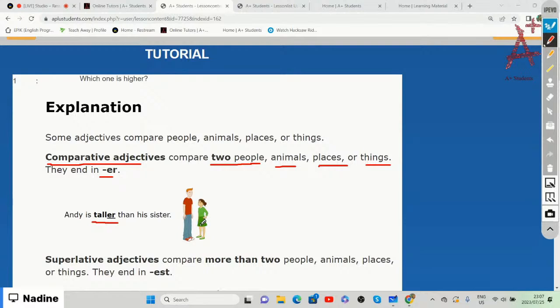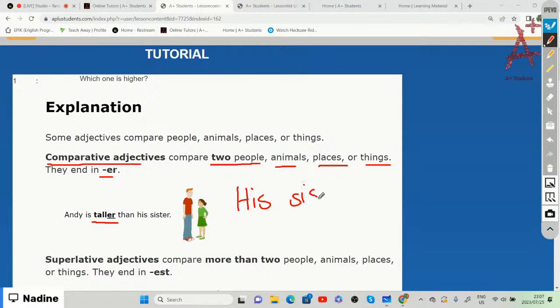So if Andy is taller than his sister, then we can say his sister is shorter than him, because now we know we're talking about Andy. This is also a form of comparison, and there we have shorter, with er, which shows the comparison between two siblings, or two people in this case.